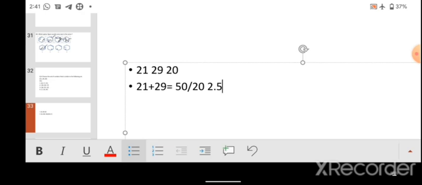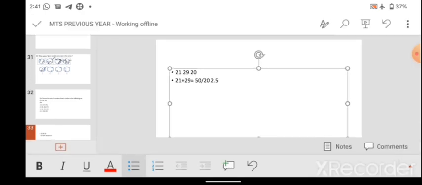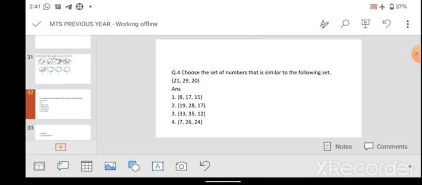So is there any option like that? So if you see the first option, 17 plus 8, 25. 25 by 15 is not 2.5. Now 19 plus 28 is 47. 47 by 17 also not 2.5. 33 plus 35, it is 68. 68 by 12, no, not 2.5. And 26 plus 7, 33. 33 by 24 is not 2.5. So that is not the logic.